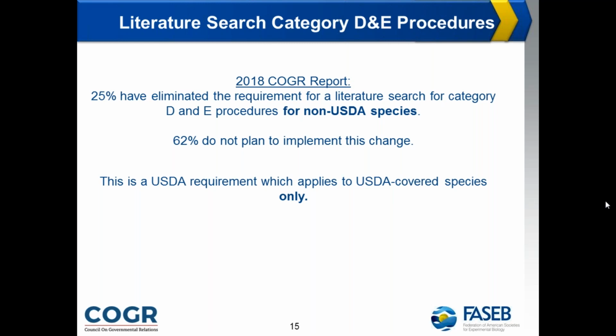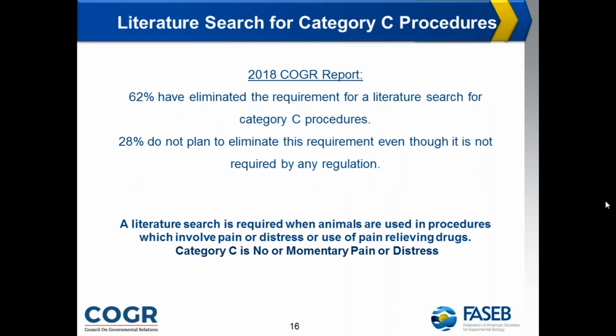Okay. Well, there was another part to this question, and that is literature search for category C. And although we've talked about this extensively, we'll show the results in the next slide. And I think this shows that the respondents are willing to give a little more latitude towards category C, as one might expect. 62% of the institutions eliminated the requirement for a literature search for category C procedures of non-USDA involved species, while 28% are still hanging on to it. So even with category C, we see a significant contribution.